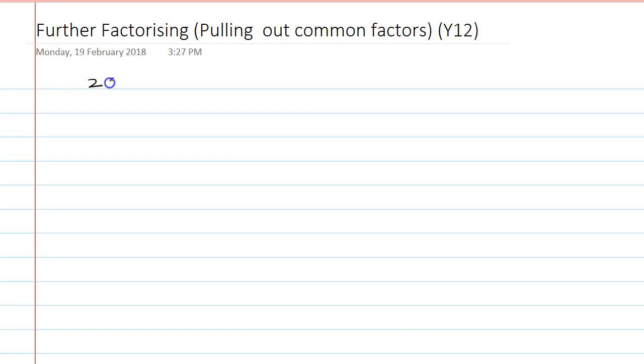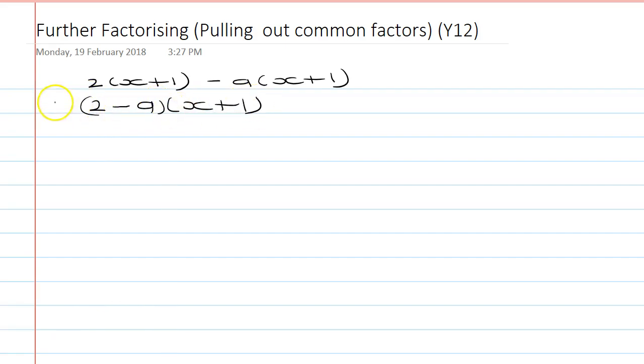When you're presented with an expression that has two terms in it, and both the terms are multiplied by a common factor, we can see that 2 is multiplied by x plus 1, and minus a is also multiplied by x plus 1. That means we can put the 2 and the minus a together and say, well, 2 and minus a are both multiplied by x plus 1. Now that is fully factorised.